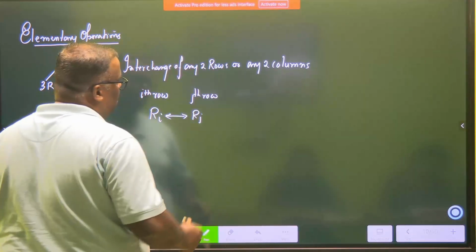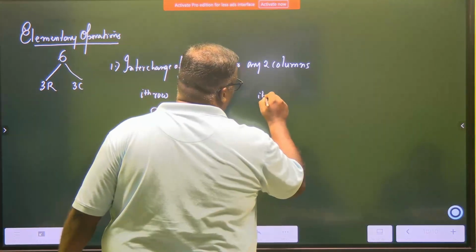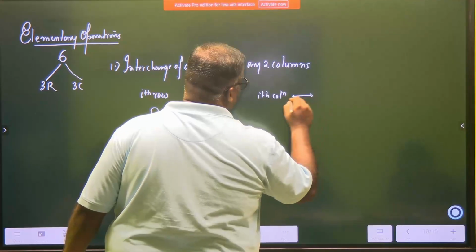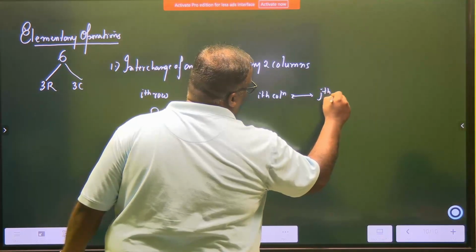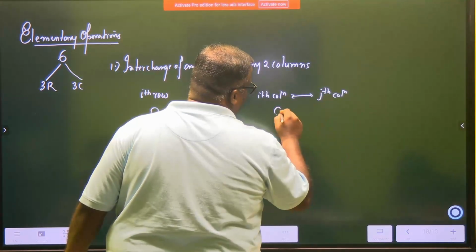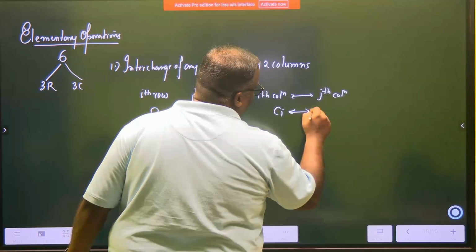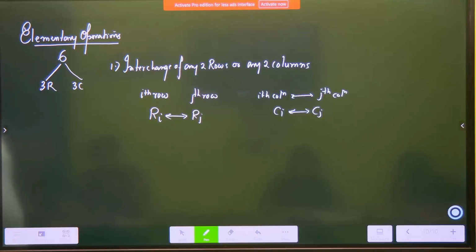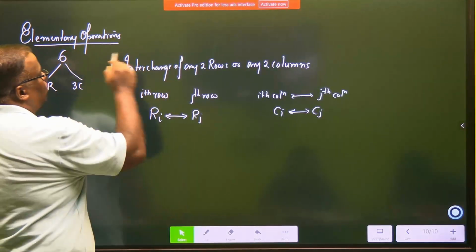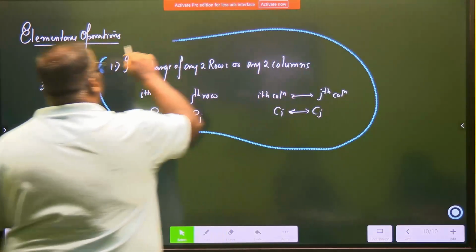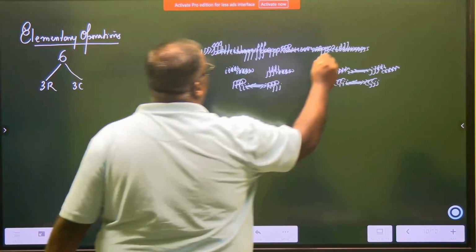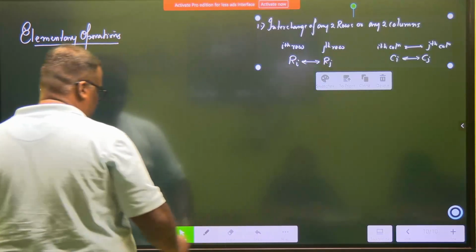Similarly, if you are doing it with the ith column and you are interchanging it with, say, the jth column, then in that case we'll say Ci is interchanged with Cj. Interchange of any 2 rows or any 2 columns. Clear? Not that tough. Next.